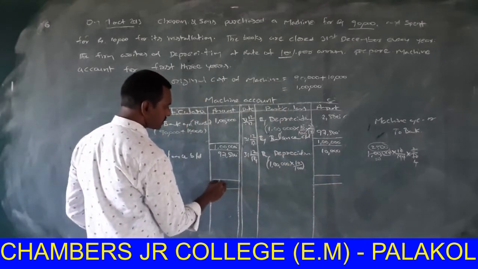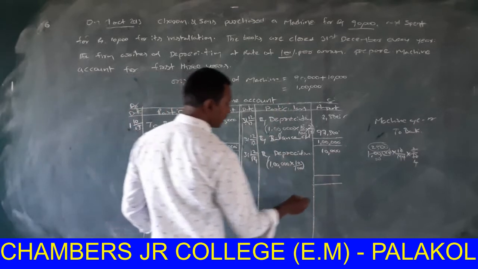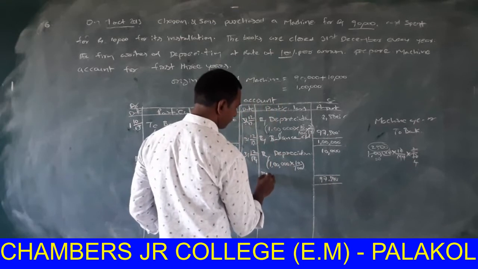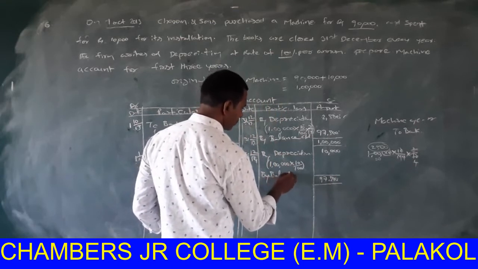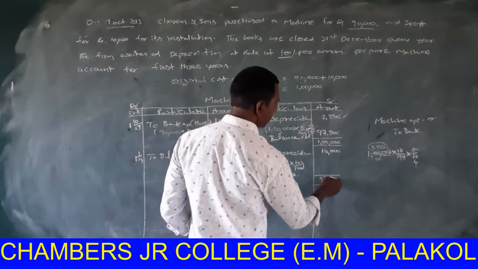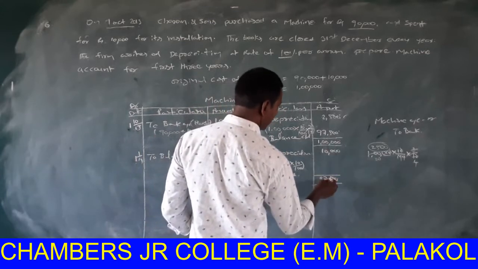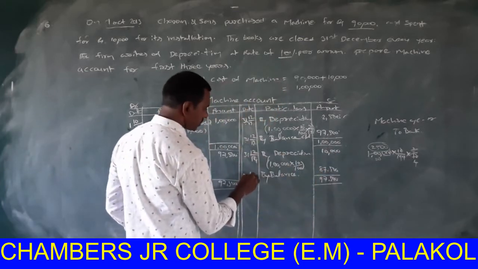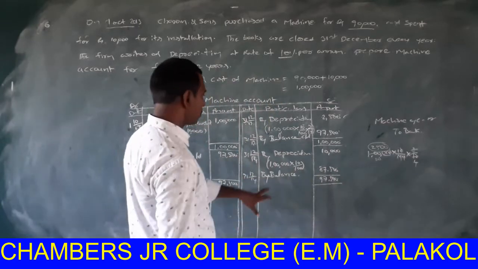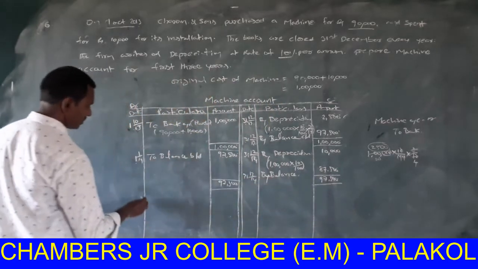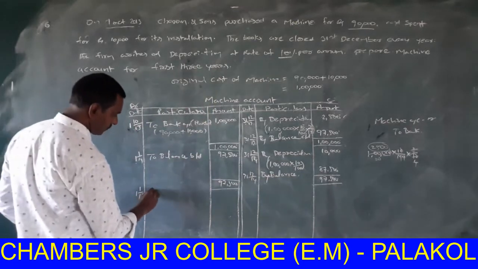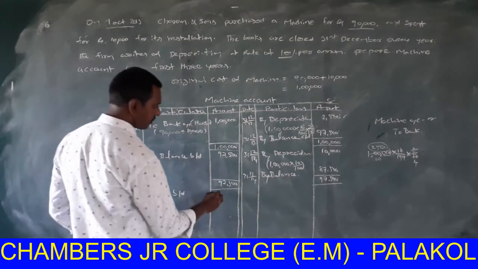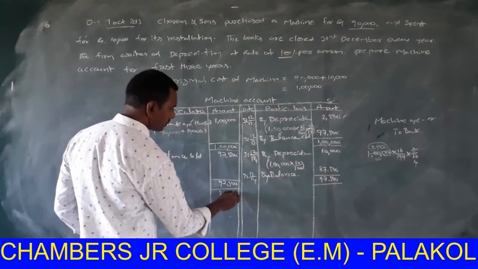Now take the total on the debit side, 97,500. Here also 97,500. The balancing figure by balance carried on: 97,500 minus 10,000, 87,500. Same date, 31/12/2014. Now take the balance into next year, that means 1/1/2015, to balance brought down 87,500.